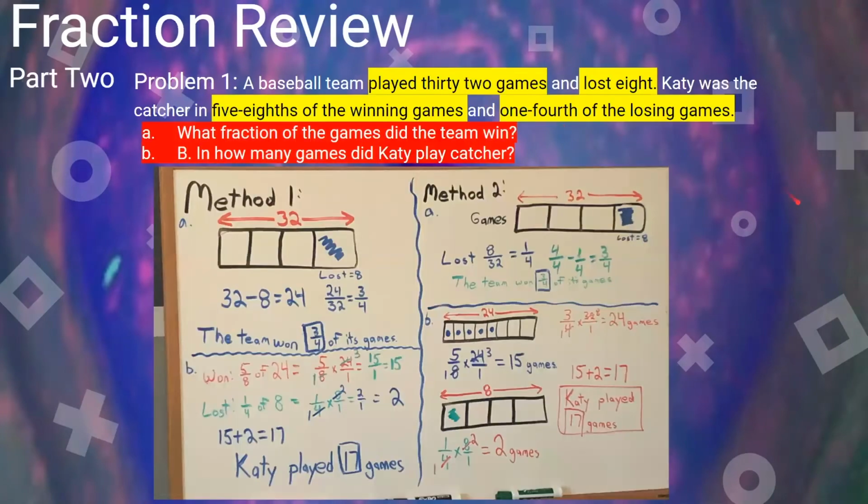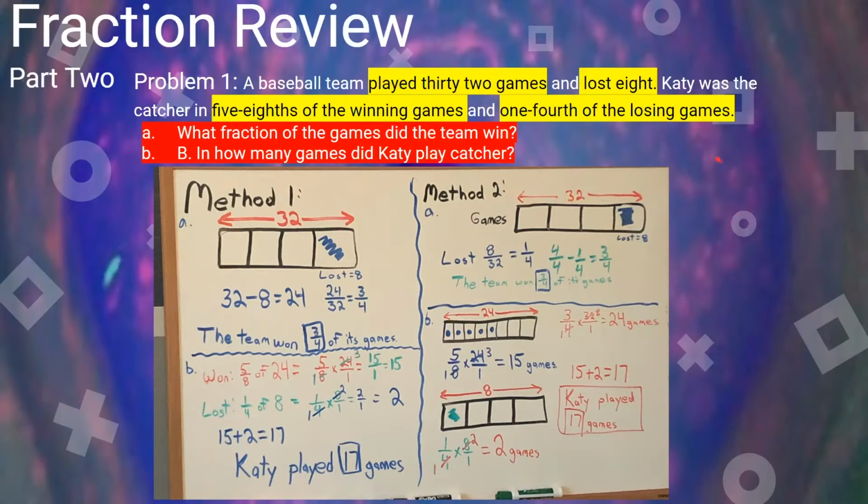Okay, welcome back. I hope the first thing you did was highlight the questions. We had 2 questions. What fraction of the games did the team win? And B, how many games did Katie play catcher? What did we know? Well, we know the team played 32 games and that they lost 8. All helpful information. We know that Katie played catcher in 5/8 of the winning games and 1/4 of the losing games. Also helpful information.